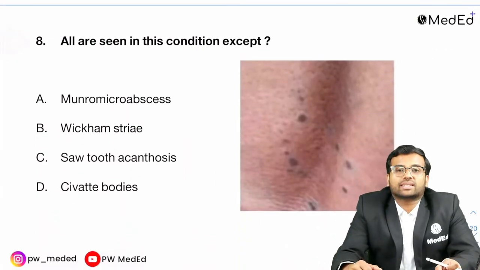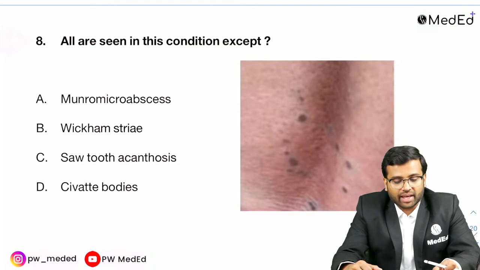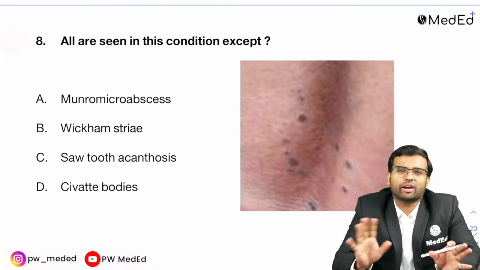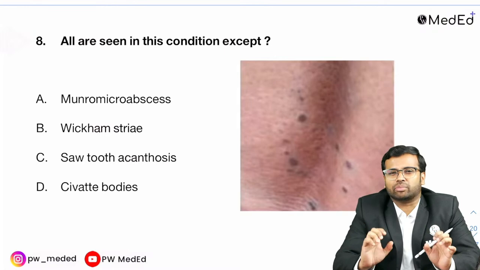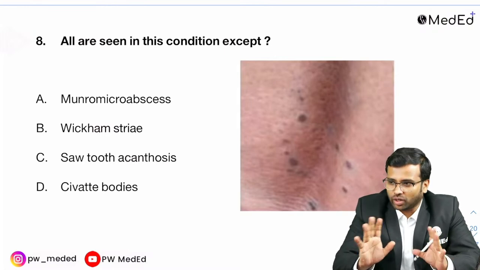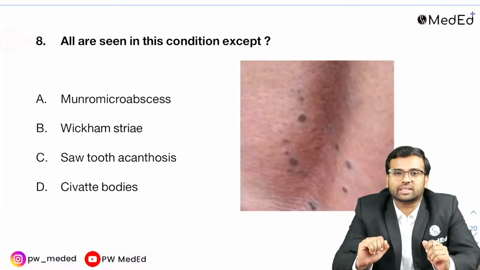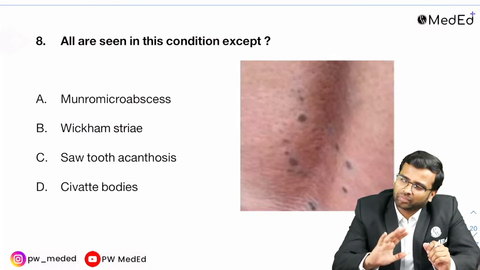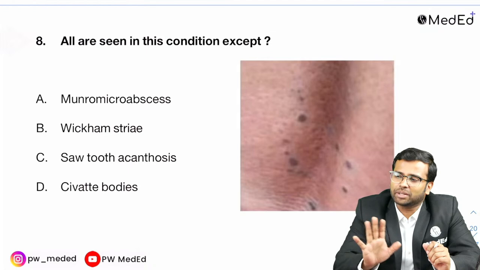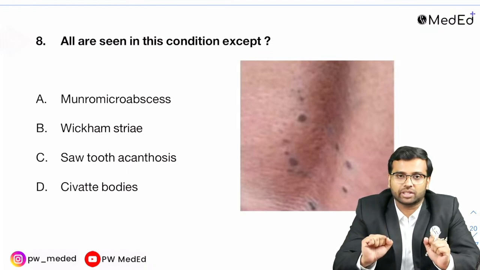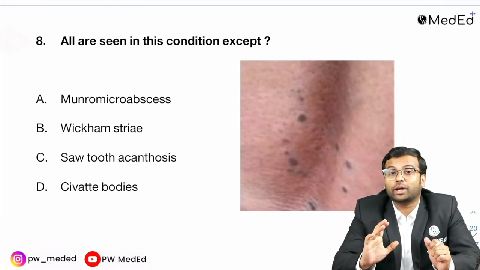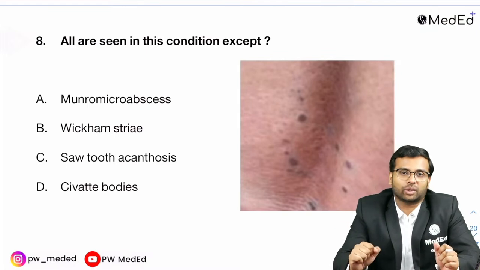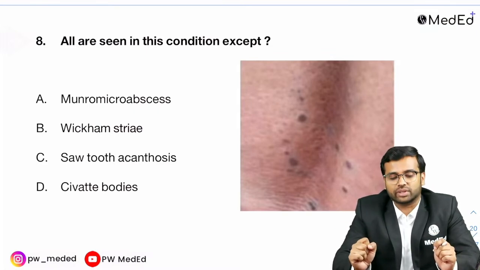So all are seen in this condition except... You have been given a very vague image where you cannot make out what the exact diagnosis is, isn't it? You can see that there are hyperpigmented plaque lesions, multiple in nature, in the image. So based on this image, you may not be able to reach the right diagnosis. Now let us see the options first.